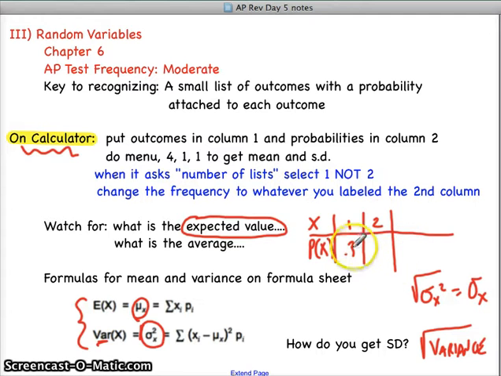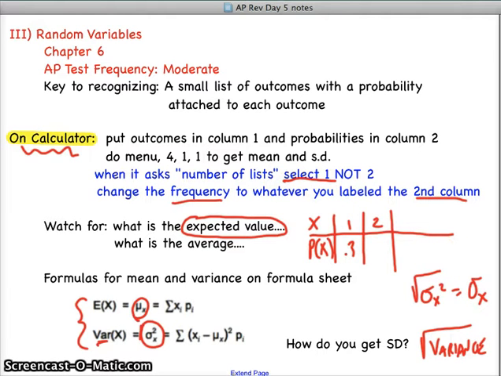You can type all this in your calculator. You can type into 2 different columns, and then you can get the mean, which is the expected value, by doing menu 411. Okay, so that's what I have written here. Put your x values in column 1 and your probabilities in column 2. You're going to do menu 411 to get the mean and the standard deviation. But it's going to ask you the number of lists, and you're going to want to put in 2 because it looks like you just typed in 2 lists. But you select 1 instead of 2. And then you're going to change the frequency to the probabilities that you had in the second column.